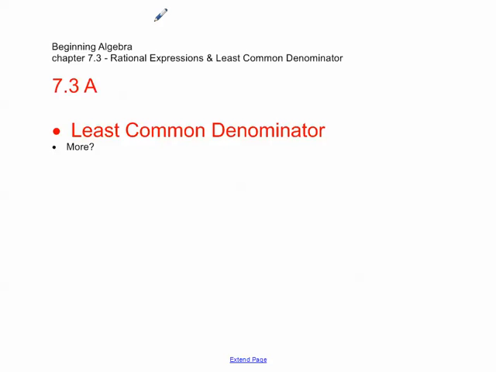So we're in Chapter 7, and we are now finding the least common denominator. This is video 7.3a, the first video for 7.3, and we're finding the least common denominator. Later on, we're going to find the least common denominator and convert. That's going to be 7.3b. But right now, we're just going to find the least common denominator.